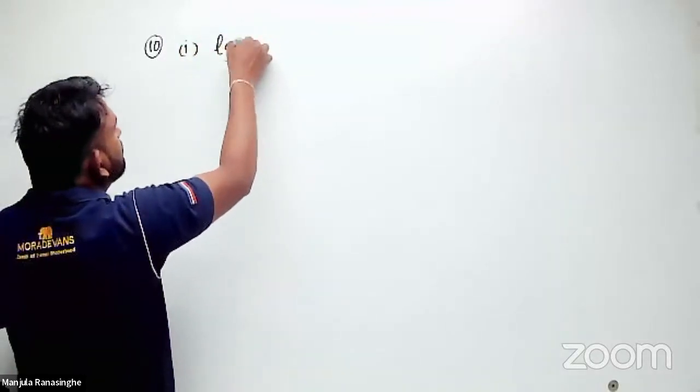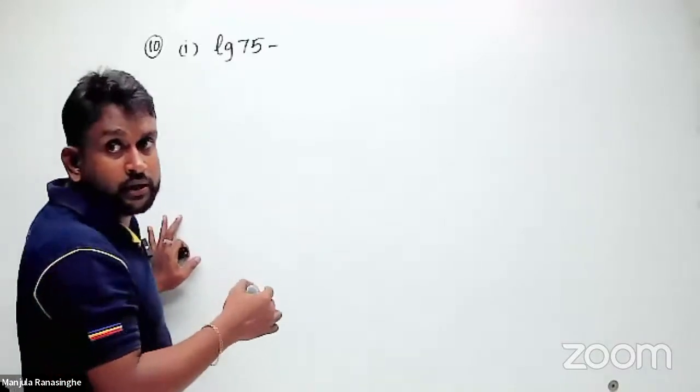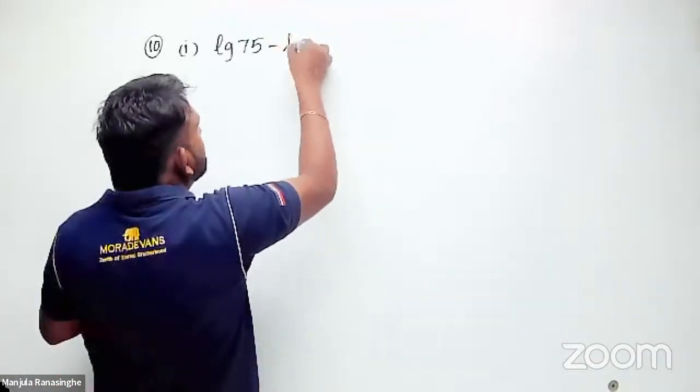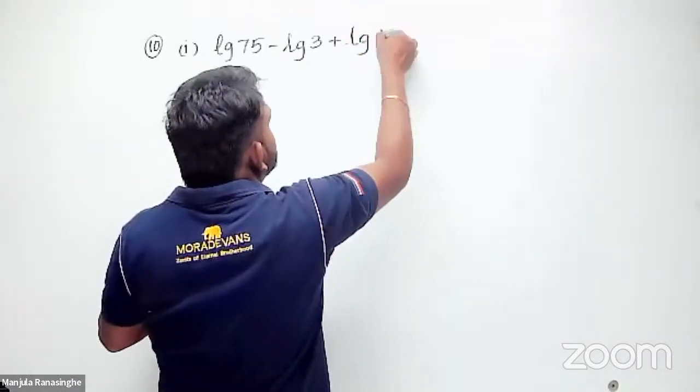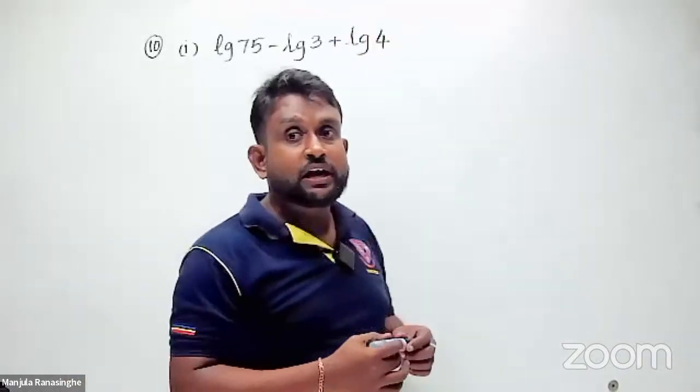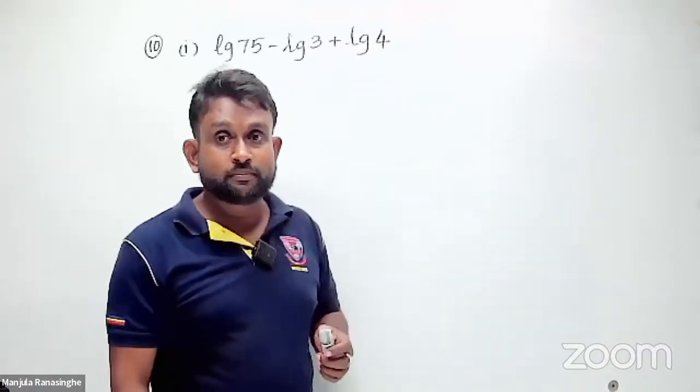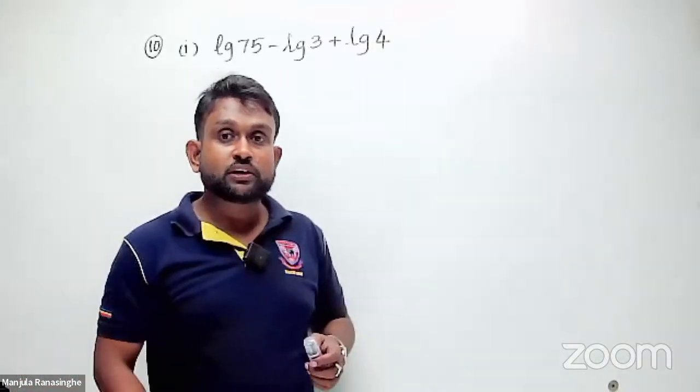lg 75 minus lg 3 plus lg 4, without using the logarithm table.